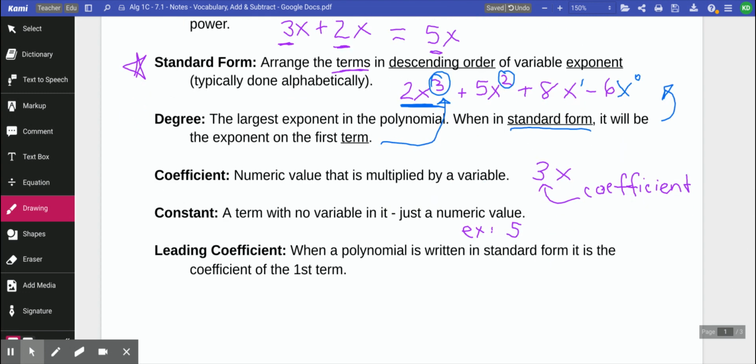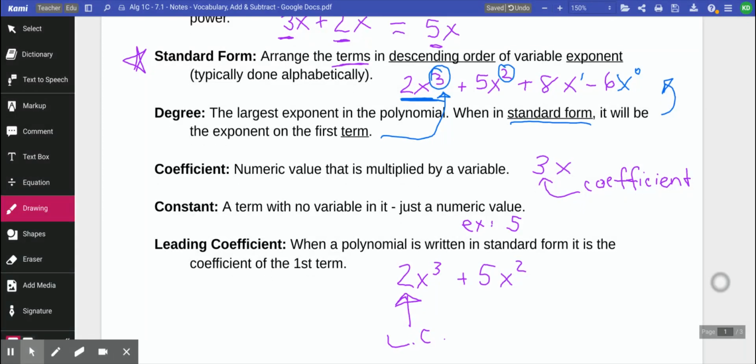The leading coefficient is, again, when we have something in standard form. So again, that example at the top, if I say 2x to the third plus 5x squared, what is my leading coefficient? It is the coefficient of the first term in standard form. So my exponents are in descending order, so my leading coefficient is 2 for this one.